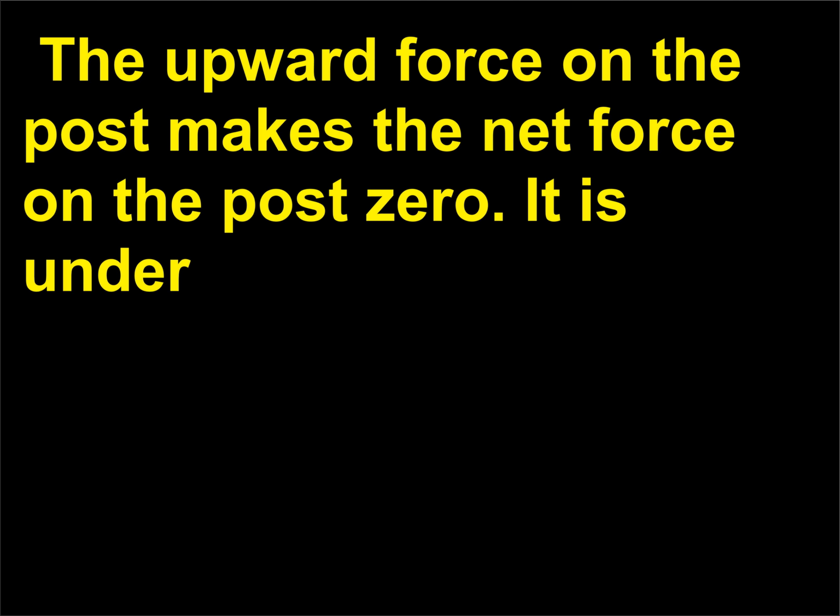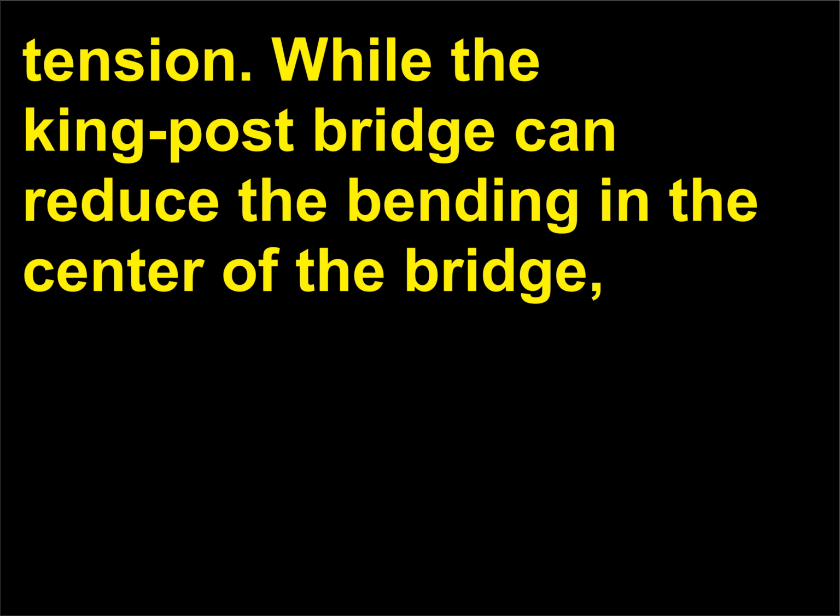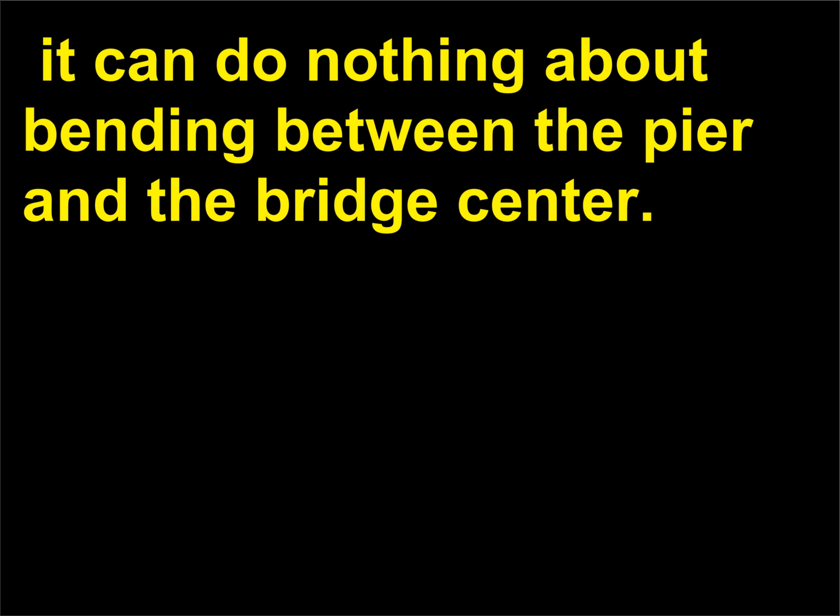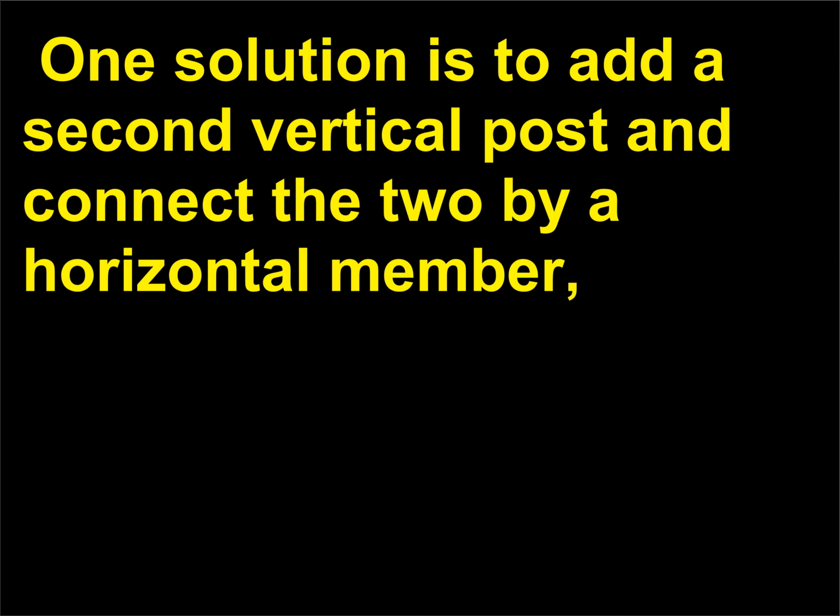The upward force on the post makes the net force on the post zero. It is under tension. While the king post bridge can reduce the bending in the center of the bridge, it can do nothing about bending between the pier and the bridge center. One solution is to add a second vertical post and connect the two by a horizontal member, creating a queen post bridge.